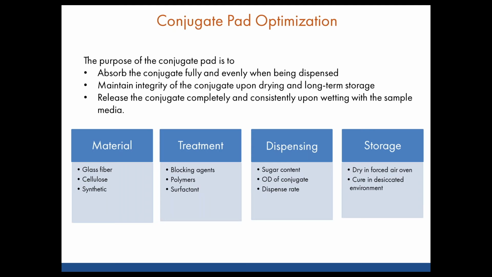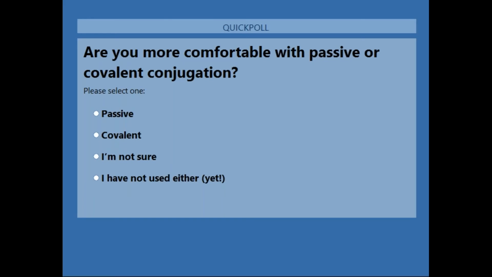We're now going to take a quick break while we ask our listeners to take a poll. For those in the audience, do you feel more comfortable using passive or covalent conjugation methods?